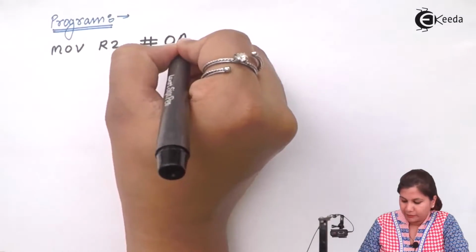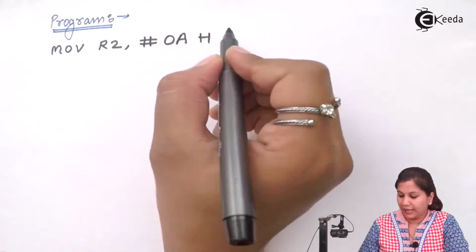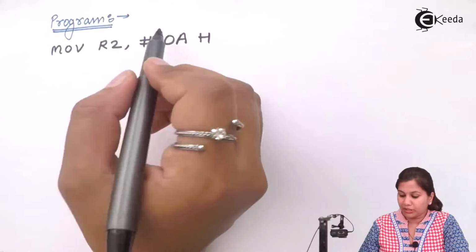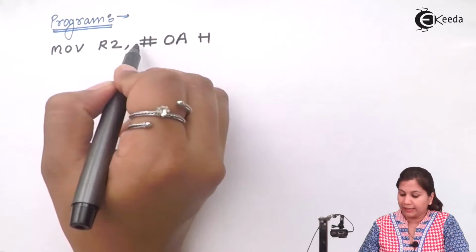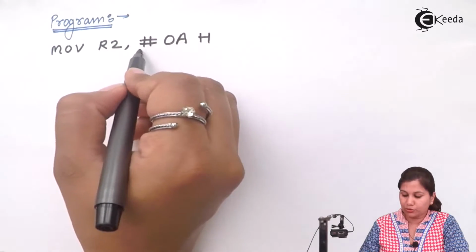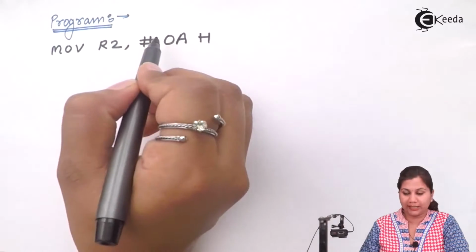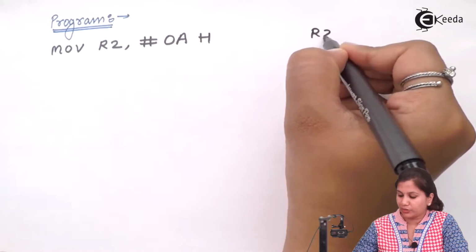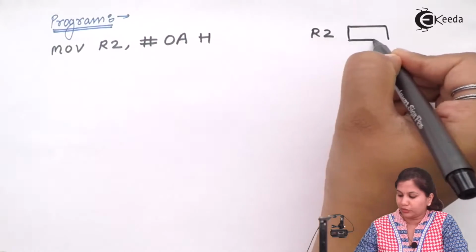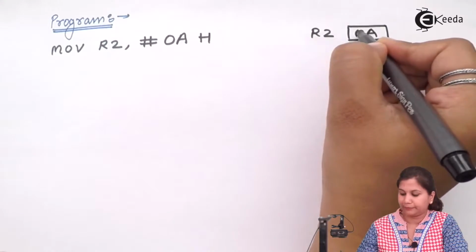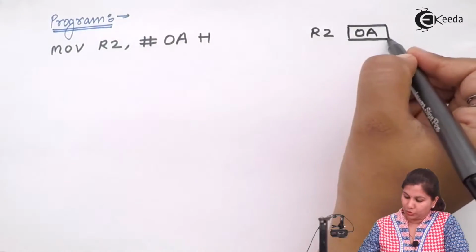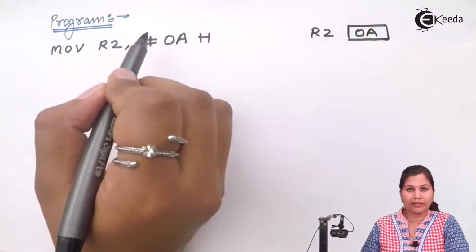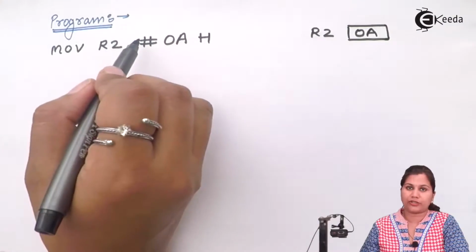Now 10 in hexadecimal is written as 0AH, and H denotes that this number is in hexadecimal format. And because this is direct data, the hash sign is used to represent that you have to move this data directly into the register R2. So the register R2 is now going to contain the value 10, that is 0A. Okay. So immediate addressing is used because the data, or the operand, is provided in the instruction itself.